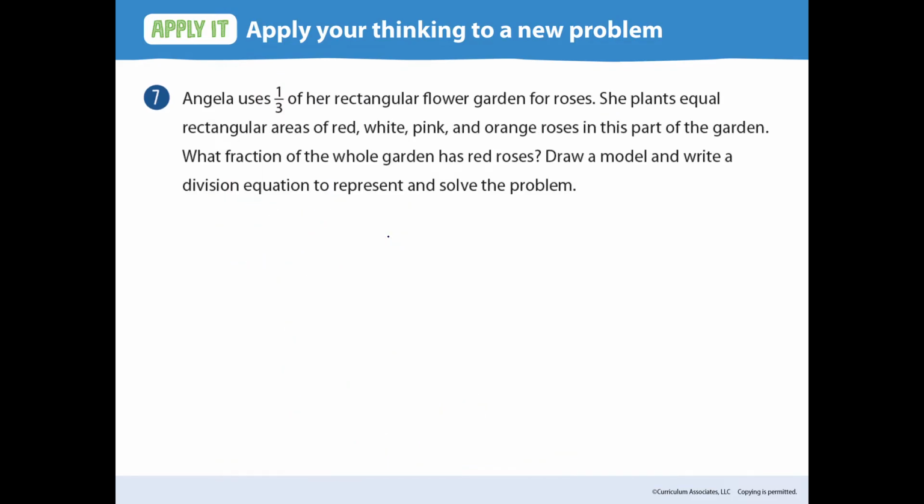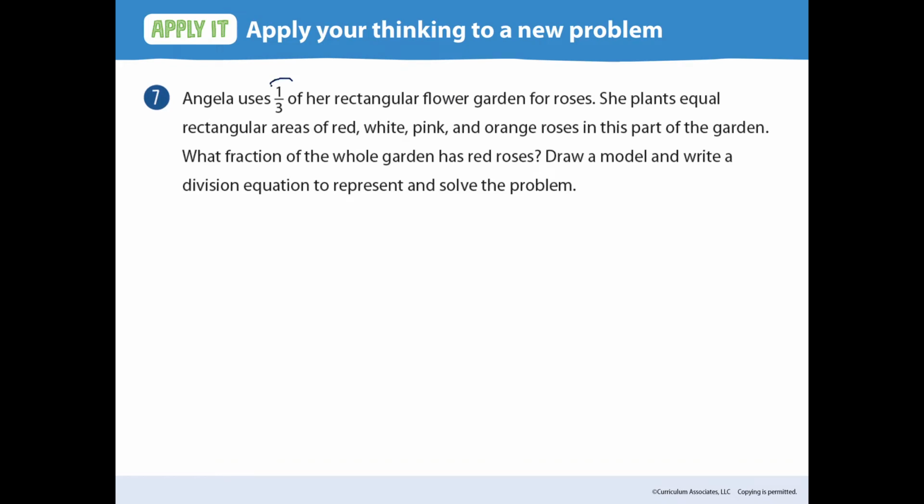Number 7, Angela uses 1/3 of her rectangular flower garden for roses. She plants equal rectangular areas of red, white, pink, and orange roses in this part of the garden. What fraction of the whole garden has red roses? Draw a model and write a division equation to represent and solve the problem. Okay, once again, pause your video, circle the information that you need to use, and then underline the things that you need to do. There are 3 things that you need to do in this problem. So be careful about that.